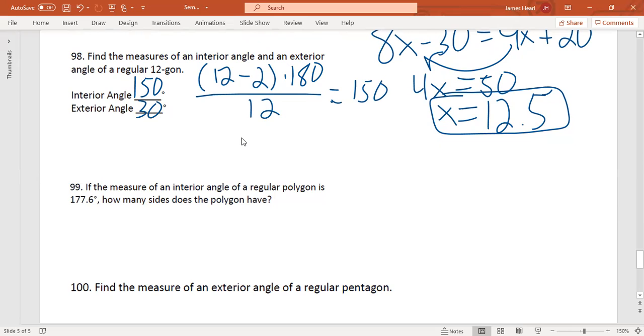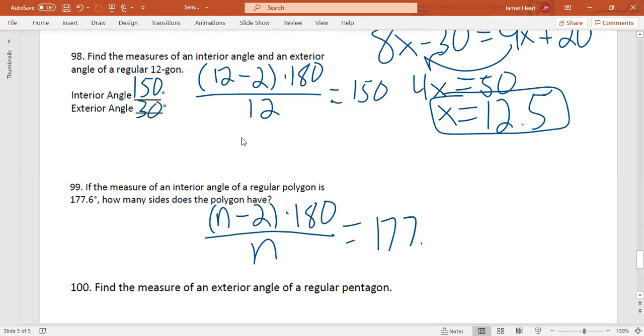99 is a similar question, but can we work backwards? So we know for a fact, number of sides minus 2 times 180 divided by number of sides came out to be 177.6. So now it's a matter of, let's go do some algebra here. Again, 2 steps in one. We're going to multiply by n. So 177.6 N. But I also want to simultaneously distribute the 180 so I don't have to do a ton of extra writing. So 180 N minus 360.